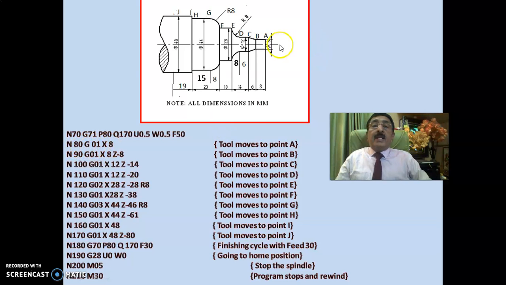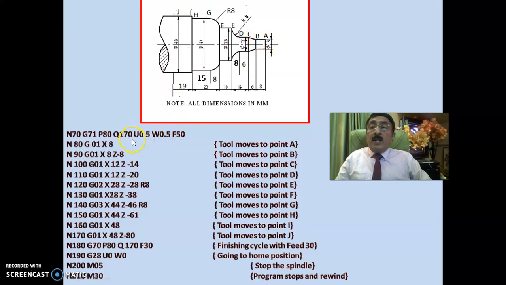See here, N80, G00 at A, G01 X8. At B, G01 X8 Z minus 8, and at C it is X12 Z minus 14. That is at C, X12 Z minus 14, in that way. That is here, and all that it is G01 linear interpolation.